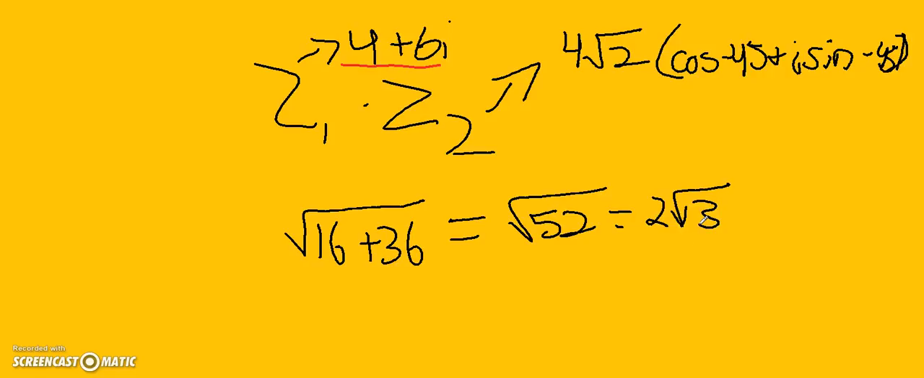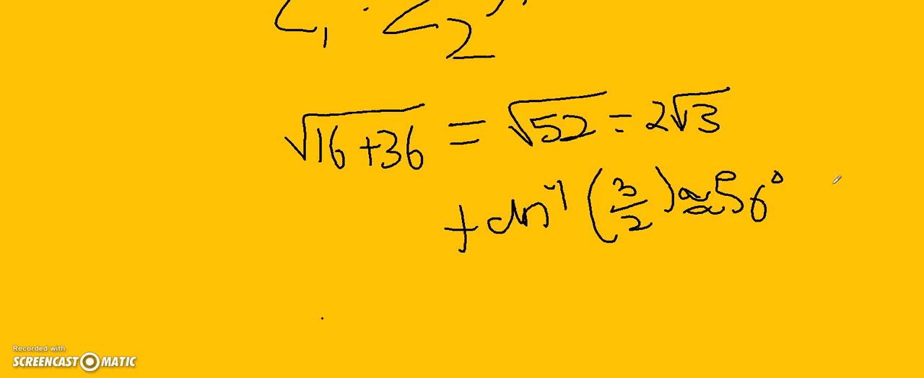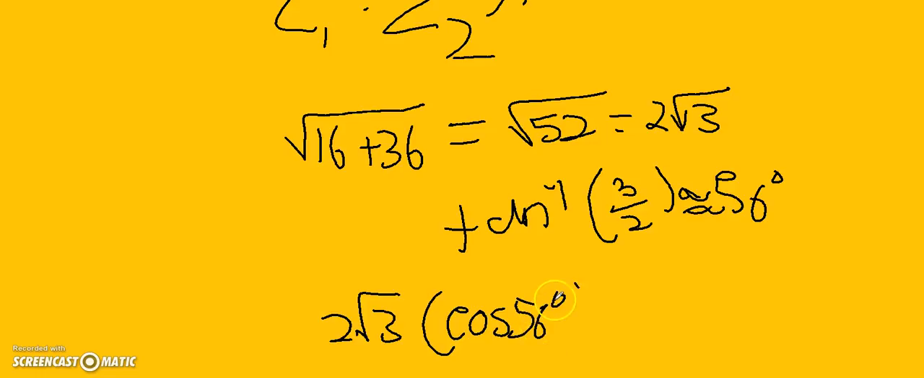And our angle is going to be the inverse tangent of 6 over 4, or 3 over 2. So this should be the inverse tangent of 1.5, which equals about 56 degrees. So we have our trig form: 2 root 13 times cosine of 56 degrees plus i sine of 56 degrees.